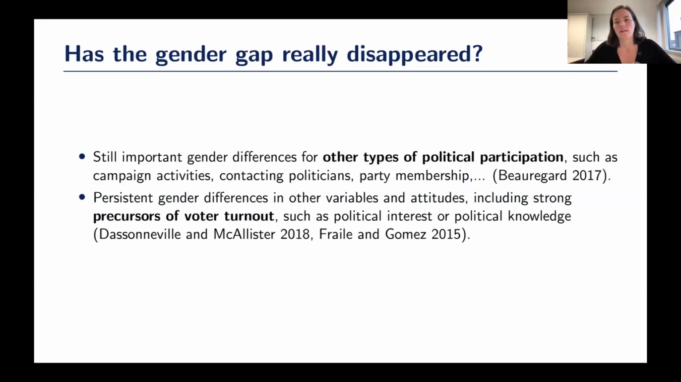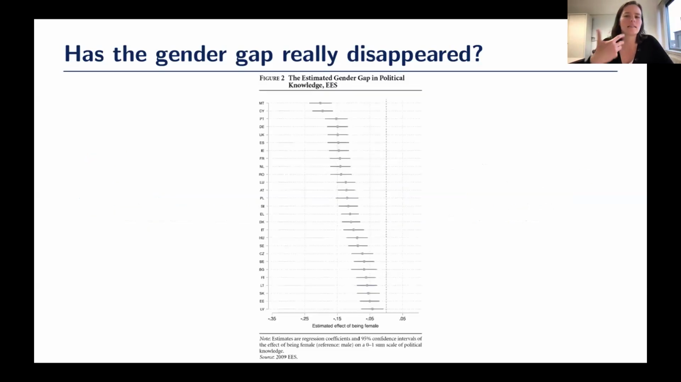And so if there are persistent differences in all sorts of political participation, and if for the main predictors of voter turnout there are also persistent differences between men and women, then there's likely going to be a persistent gender gap in voter turnout as well. And this is just to illustrate the extent and the importance of those gender gaps in other indicators of political participation. This specifically looks at political knowledge, much like political interest, a really strong predictor of voter turnout. If you're more informed about politics, you're much more likely to turn out to vote.